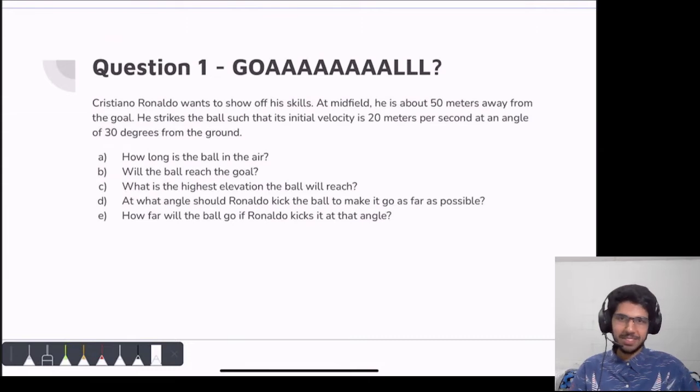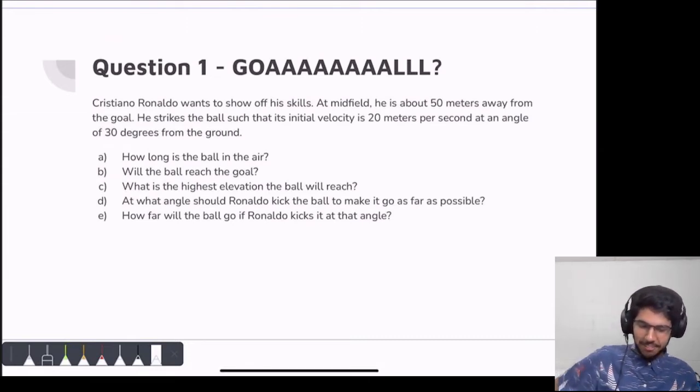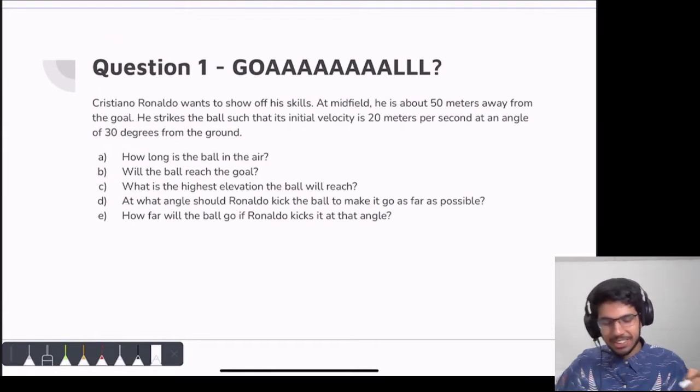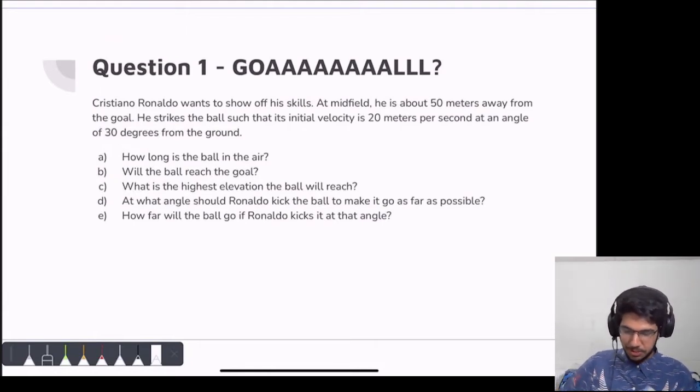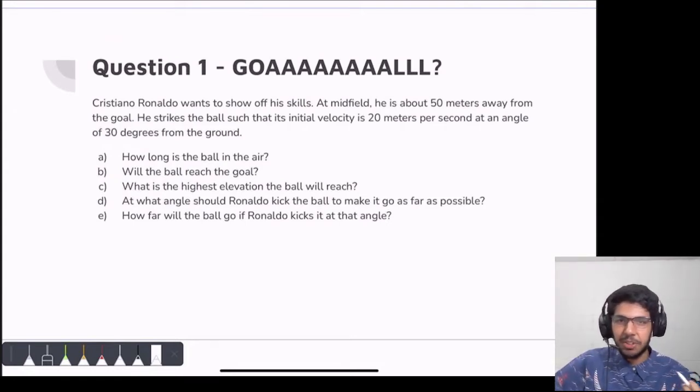Okay. The question reads, Cristiano Ronaldo wants to show off his skills. At midfield, he's about 50 meters away from the goal. He strikes the ball such that its initial velocity is 20 meters per second at an angle of 30 degrees from the ground. And we'll start with part A, which asks for how long is the ball in the air.